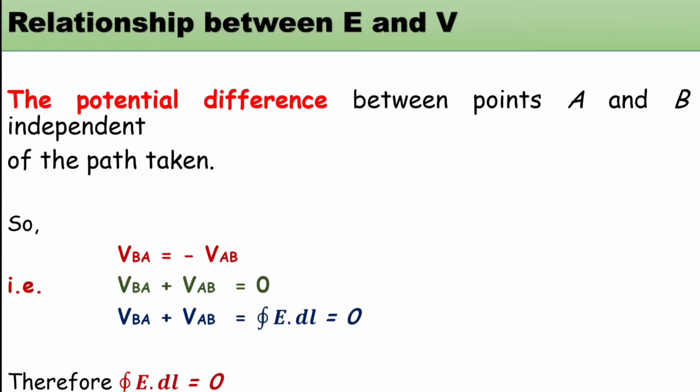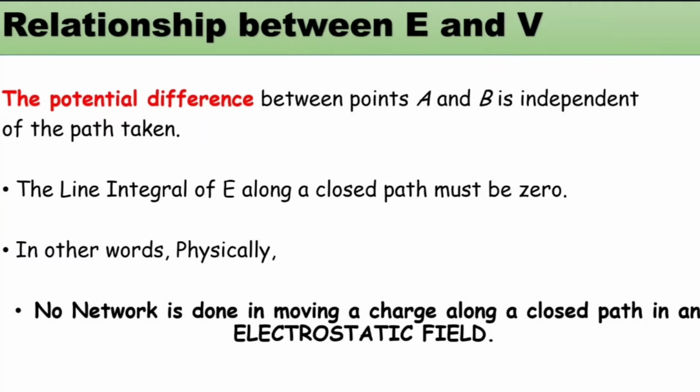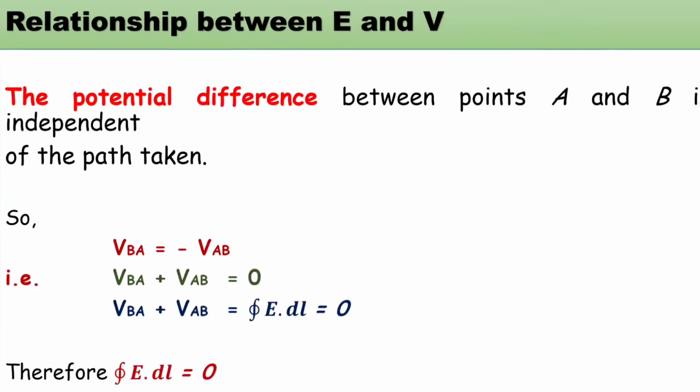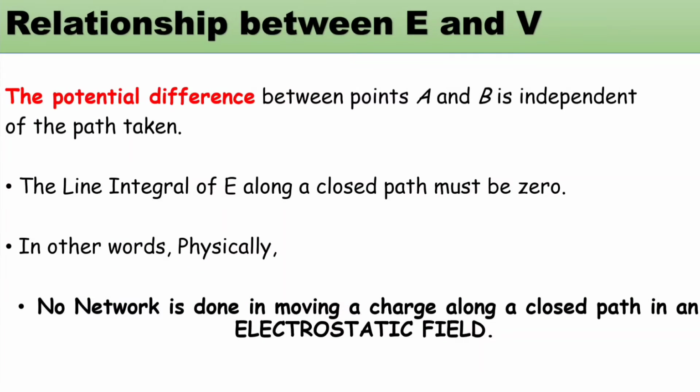It is the amount of electric field circulated in that particular area. So that is closed integral E dot dl, and it is equal to 0. Therefore closed integral E dot dl is equal to 0 is our understanding. So the potential difference between 2 points, point A and point B, is independent of the path taken is the first observation. Second one, the line integral of E along a closed path must be 0. That's why closed integral E dot dl is equal to 0. It means the line integral of E along a closed path must be 0.